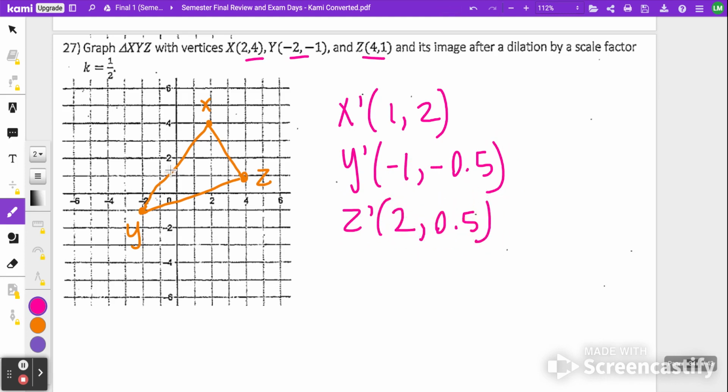Okay? So when we graph these, over 1, up 2, here's X prime. Y prime is -1, -0.5 here. Z prime is 2, 0.5. Still the same triangle, we just shrunk it down, so they're both similar figures. Okay?